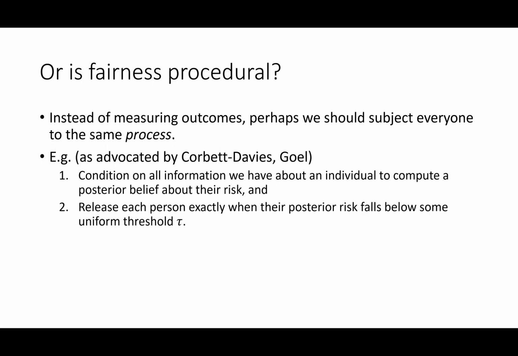And we should just be consistent. We should release exactly those people whose posterior risk, after we've incorporated all information, falls below some uniform threshold. And this threshold should be the same for everybody. Maybe after I learn everything there is to know about you, if I think that there's less than a 50% chance that you're going to go on to commit a crime, I should release you. If I think there's more than a 50% chance that you're going to go on to commit a crime, I shouldn't release you. And maybe just doing this would be fair because it's the same process for everybody.